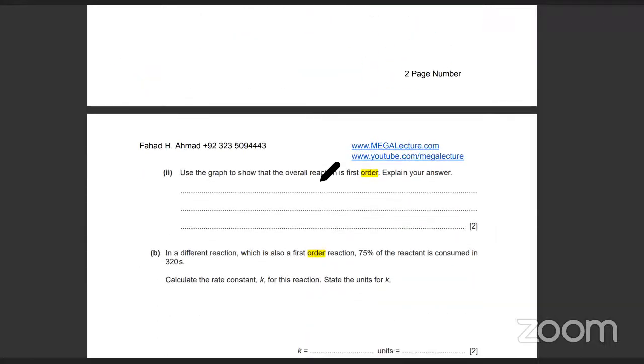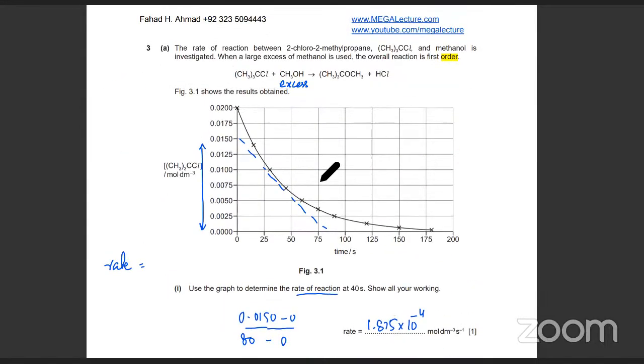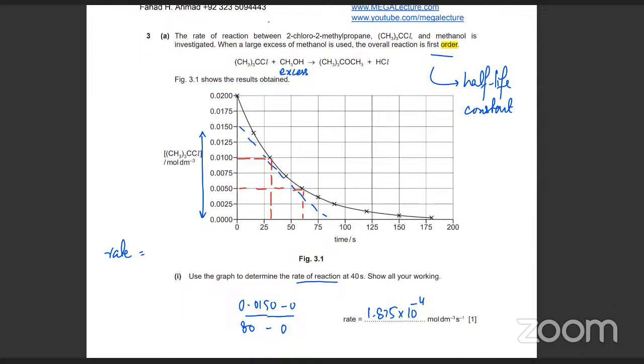Next one, use the graph to show that the overall reaction is first order. Explain your answer. So how is the overall reaction first order? What is the half-life for a first order reaction? If it's a first order reaction, the half-life is going to be constant, right? तो यहाँ पे the half-life should appear to be constant. So the first half-life is, I think, this one. The second time the concentration decreases by half, it's approximately the same. जिसके अंदर आपने क्या करना है कि the half-life is constant.